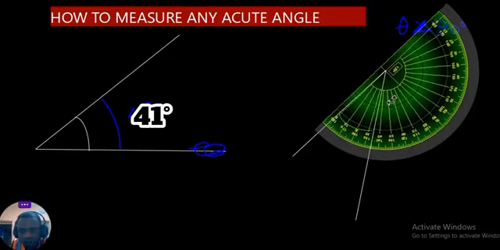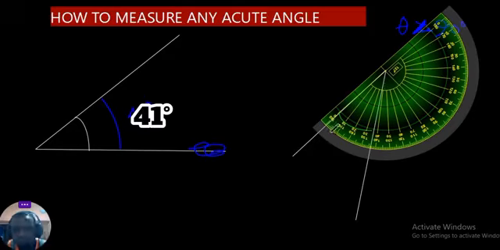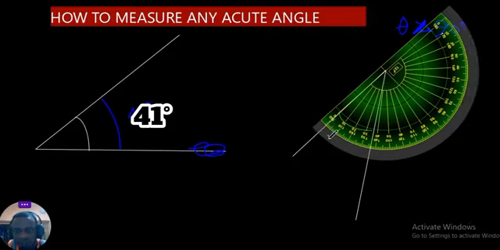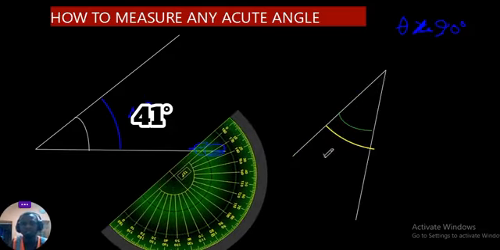Yes. Okay, now we begin to read. This is 0, 10, 20, 30, then this point is 35. So the line is exactly on 36. Therefore, this angle is exactly 36. Exactly 36 degrees.